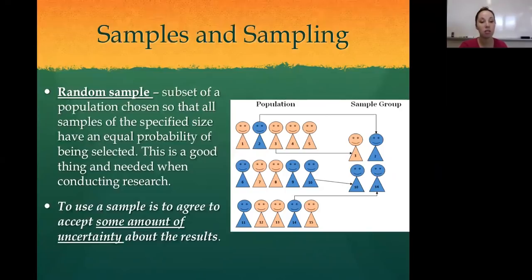To use a sample, this is another important point about samples, is to agree to accept some amount of uncertainty about the results. And we've talked about this before in previous classes, that anytime that we're using sample data and we're not gathering everybody in the whole population, there comes some uncertainty with that because we're not gathering all pieces of information, only some pieces of information. So that comes with some error and some uncertainty, so we have to keep that in mind. And here we have an example of a population and people being sampled from that population here.